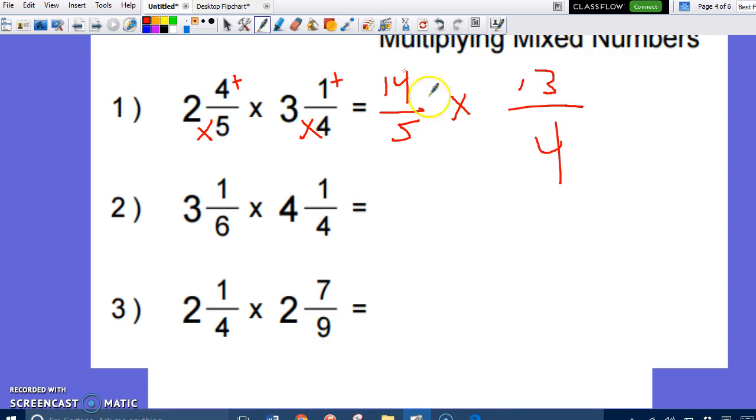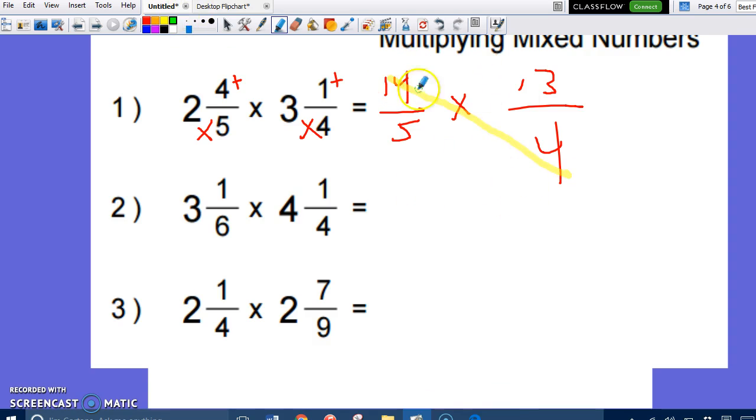Okay? Now that these are improper fractions, they're top heavy, we can follow our multiplication rules just like I showed you in the previous video. If you haven't seen it, I strongly suggest you go back and take a look at that first. We are going to do that diagonally reducing method. Again, there's different methods on how you can solve these. I like to do the reducing before I actually multiply. In order to do that, you have to reduce it diagonally.